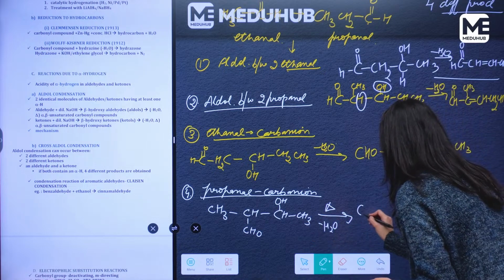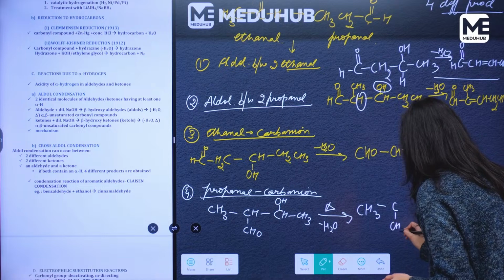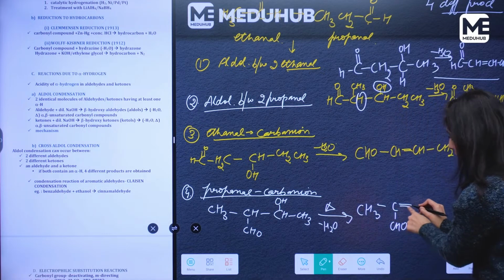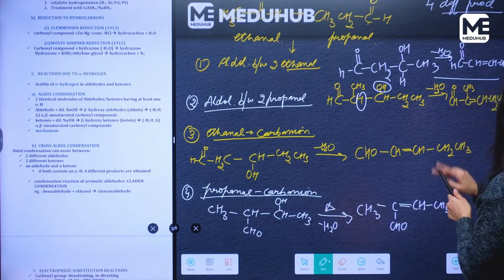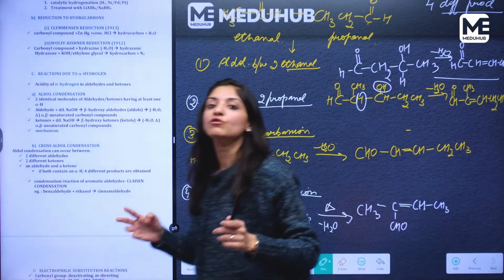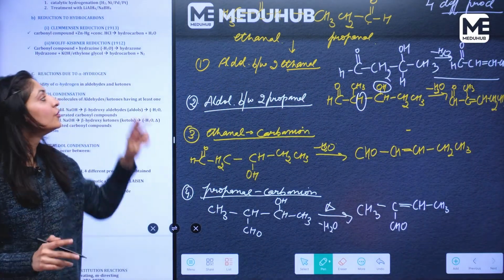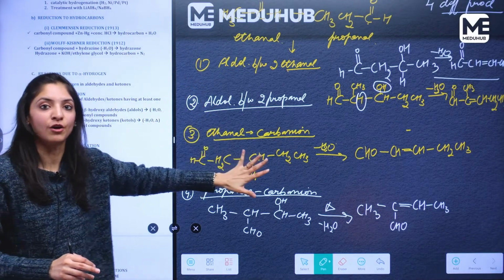This beta hydroxy aldehyde upon heating will lose a water molecule and we will form this product, CH3 CHO, here double bond CH3. So these 4 products formed here are the possibilities when 2 different molecules of aldehydes react. 2 products will be simple aldol products, 2 products will be cross aldol products.